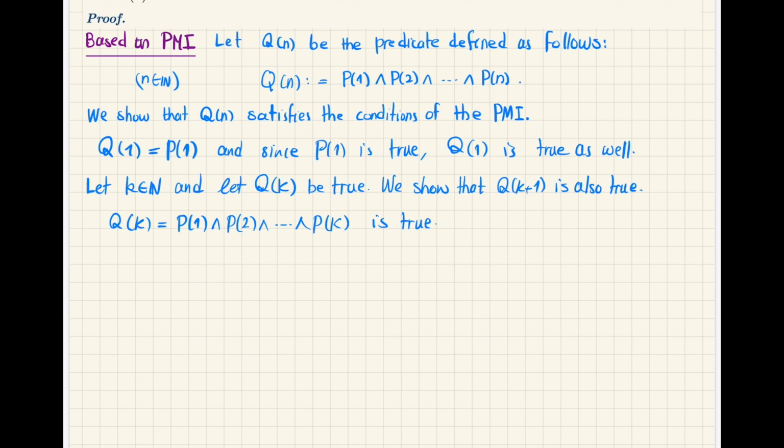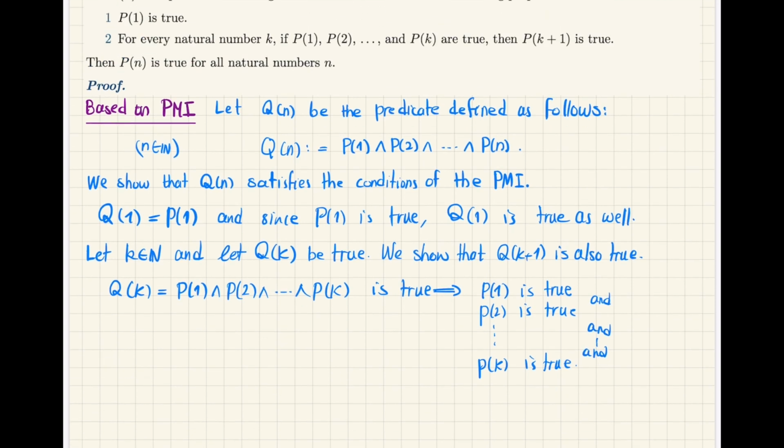So this implies that, because Q of k is a conjunction and this conjunction is true, all these statements involved are all true. Yes? So this means that P of 1 is true, and then you know that P of 2 is true. Okay, I need to write 'and', of course, and then P of k is true. So all of them are true.